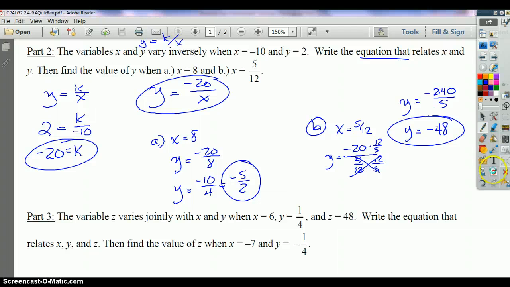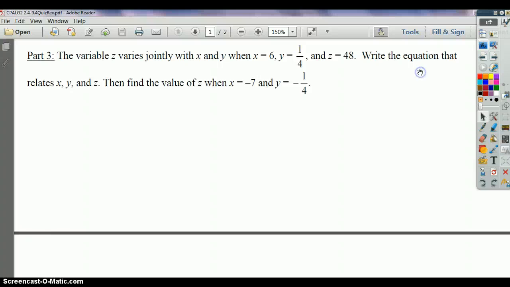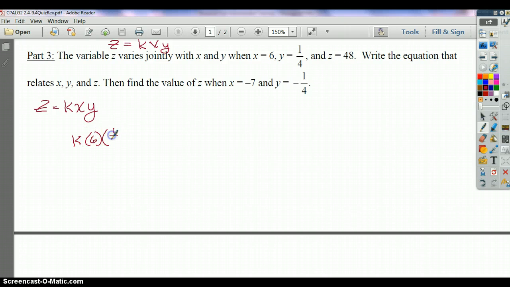Moving right along here, going down to part 3. Are we varying jointly? So z varies with k, x, and y. So that's my formula. Then I'm going to plug in 6 for x. Y is 1/4. Z is 48. So this is going to be k equals 6 over 4, which is 3 over 2. I'm going to multiply the reciprocal over.